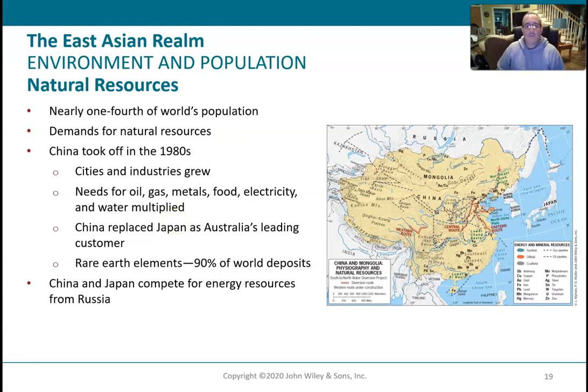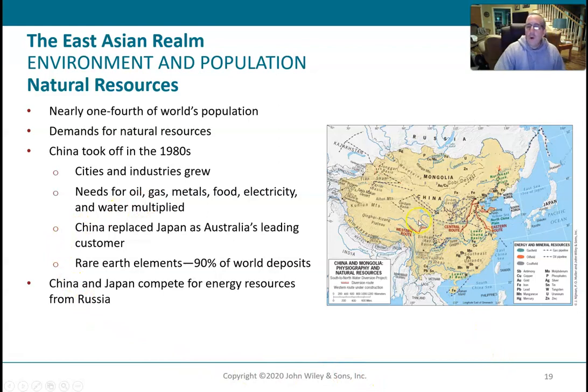They are now Australia's leading trade partner. I mentioned this in the last slide. The rare earth elements, 90% of the world's known deposits are in China, or East Asia, I should say, but a lot of those are in China.